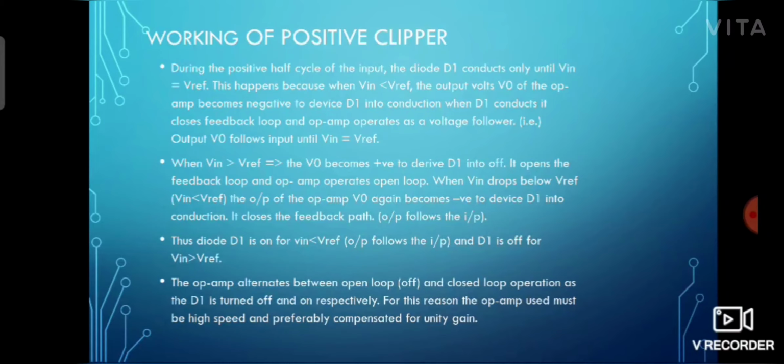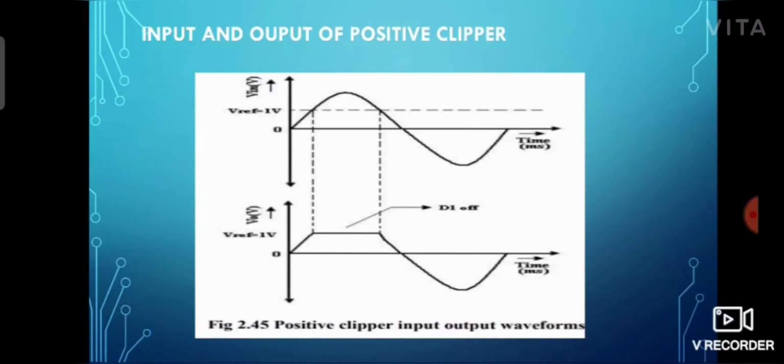The op-amp alternates between open loop, off, and closed loop operation. The D1 is turned off and on respectively. For this reason, the op-amp used must be high speed and preferably compensated for unity gain. In this circuit, we can simply know about the positive clipper.